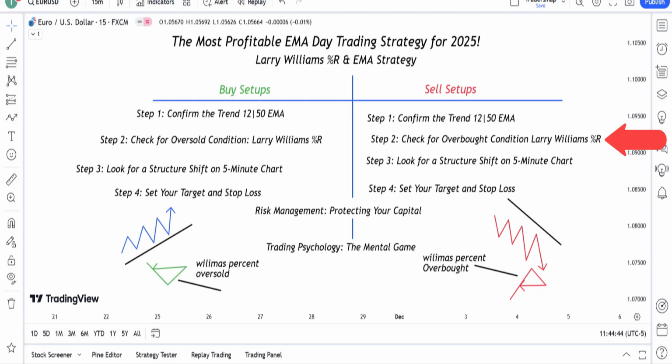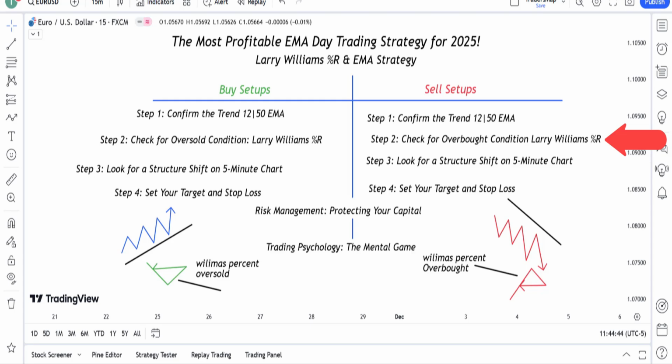Step 2. Williams %R indicator. Next, bring up the Williams %R indicator again, but now we're looking for overbought conditions. On the 15-minute chart, look for the indicator to rise into the overbought zone, typically above -20. This means the market has moved too high too quickly and is likely ready for a pullback or reversal.